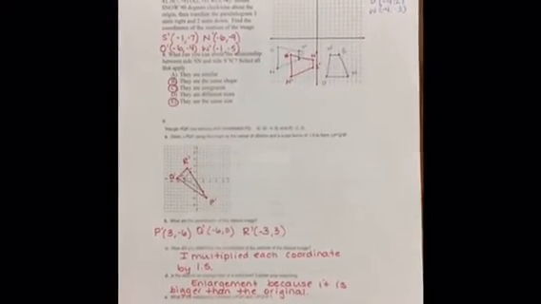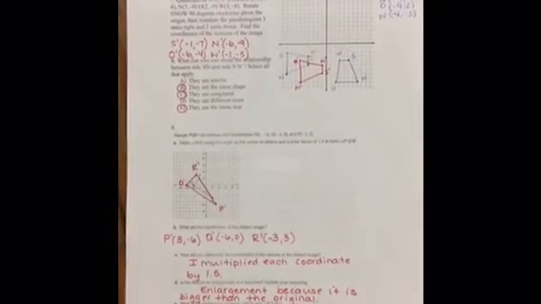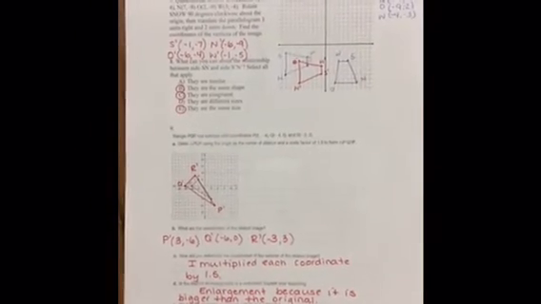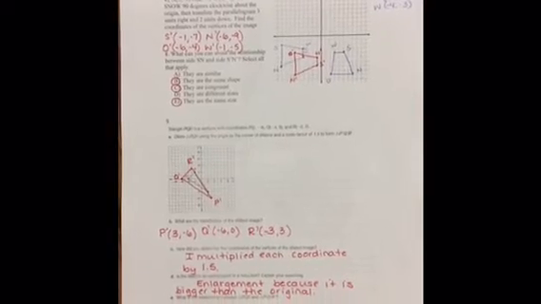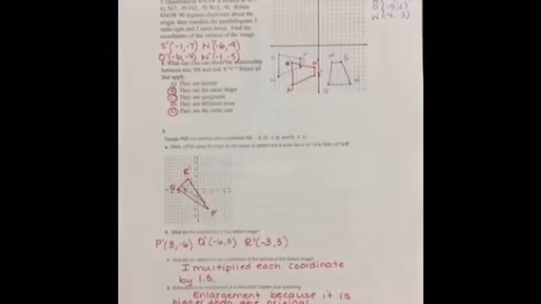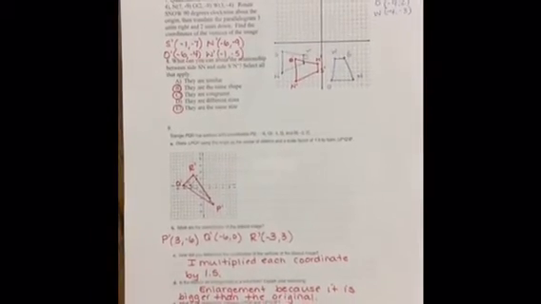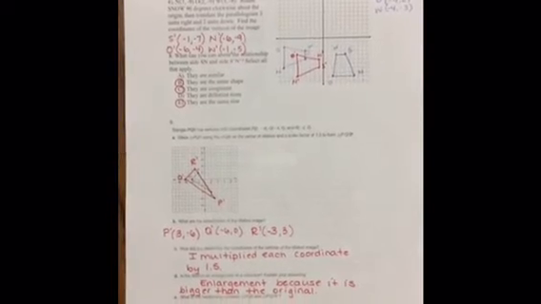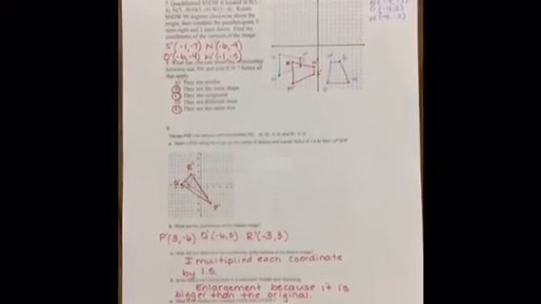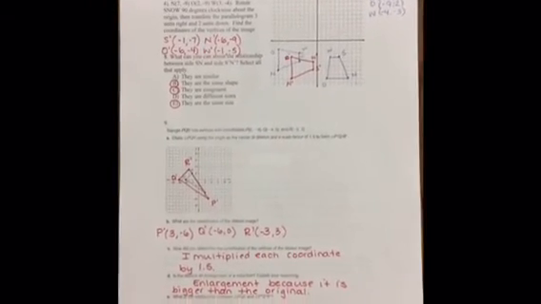Number 9, you are dilating by a factor of 1 and 5/10. You multiply each coordinate by 1.5. When you do that, you would get your answers here. How did I do that? Multiplied each coordinate by 1 and 5/10. It is an enlargement because it is bigger than the original. 1 and 5/10 is greater than 1. The relationship between the two triangles is that they are similar. Their sides grew in proportion, their angles are the same.